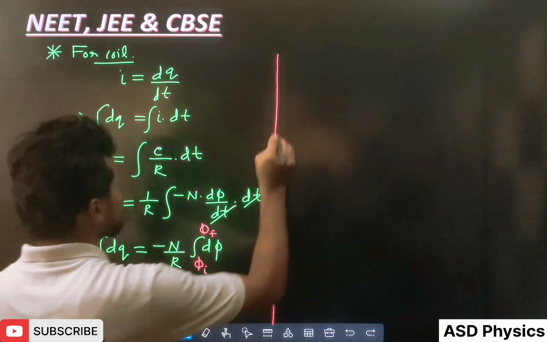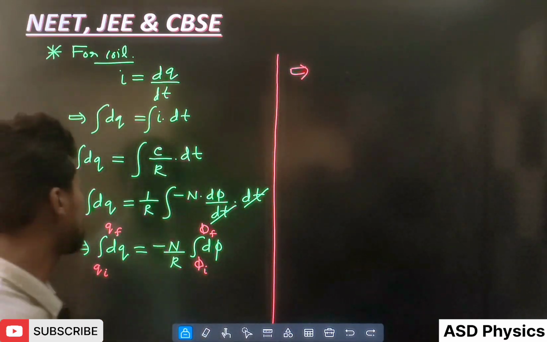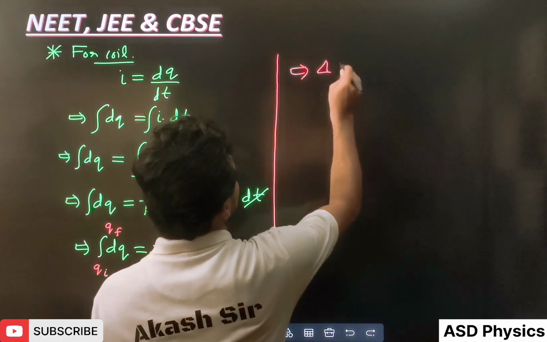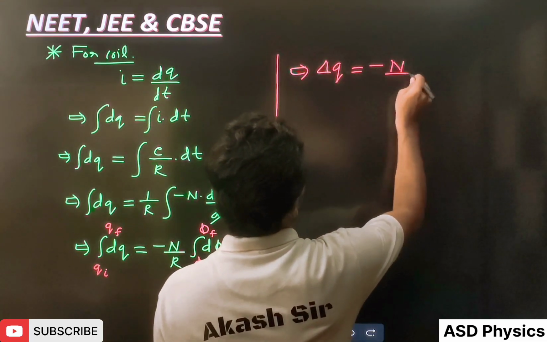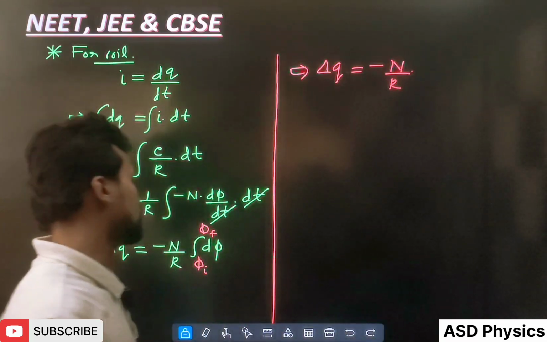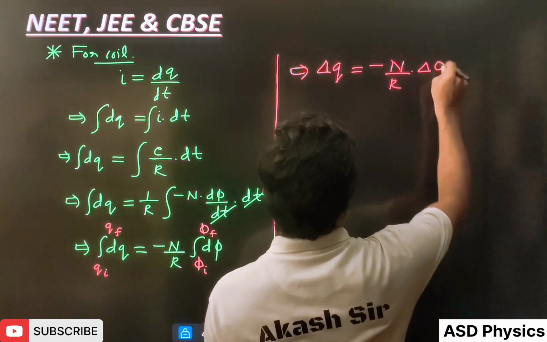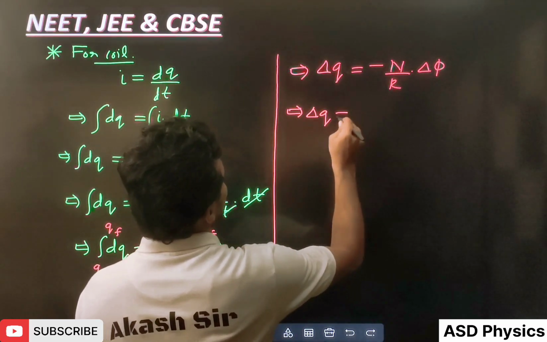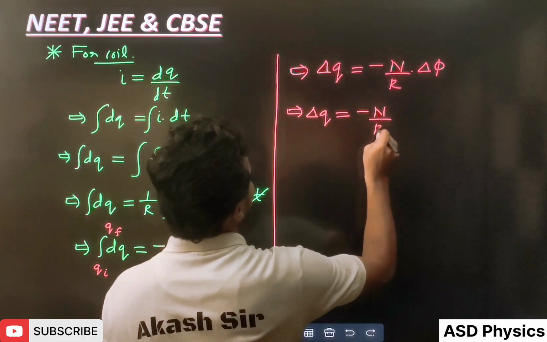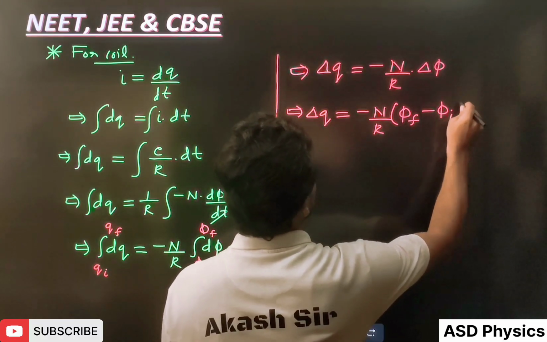After that, when you integrate and put the values of q final and q initial, this will become delta q equal to minus N by R into delta phi, that means phi f minus phi i. So we can write that this charge flow is minus N by R, and delta phi means phi final minus phi initial.